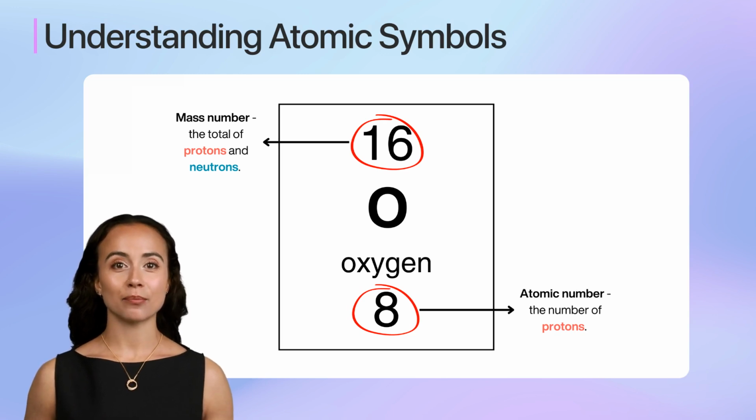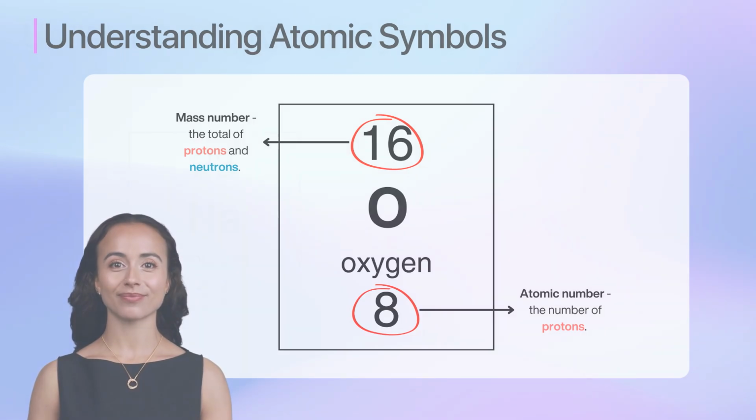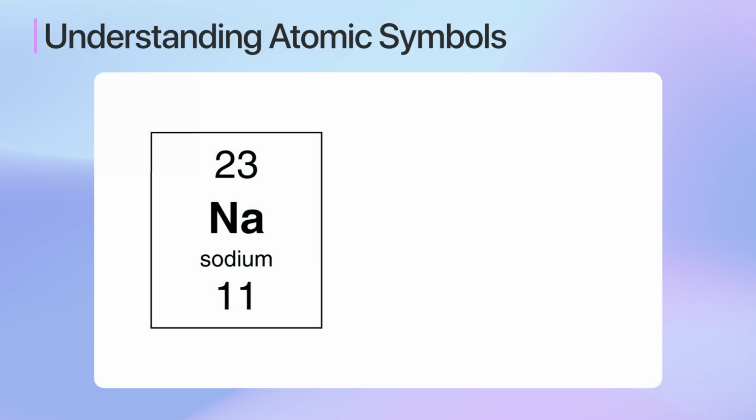Let's go through an example to make this clearer. Let's examine the example of sodium. The top number, which is the mass number, is 23. The bottom number, or the atomic number, is 11. From this, you can figure out the following. The atomic number tells us there are 11 protons.